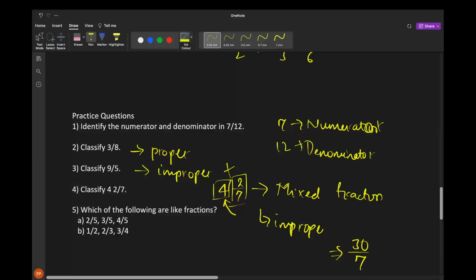And which of the following are like fractions? 2 by 5, 3 by 5, 4 by 5. Yes, these are like because the denominator is the same. So these are called like fractions. What about 1 by 2, 2 by 3, 3 by 4? These are unlike because the denominators are not the same.